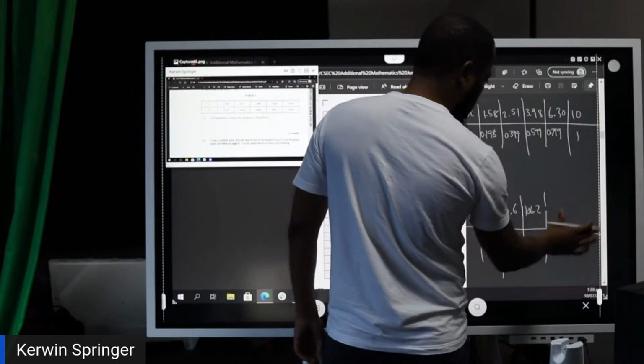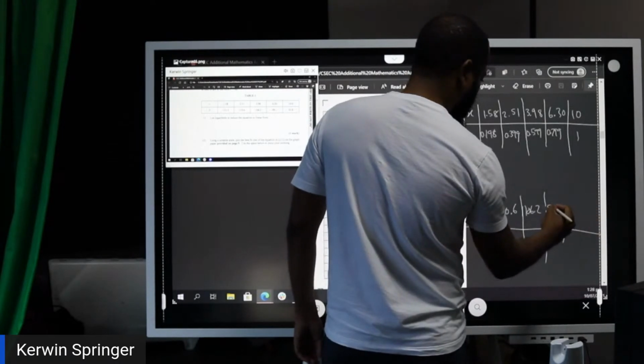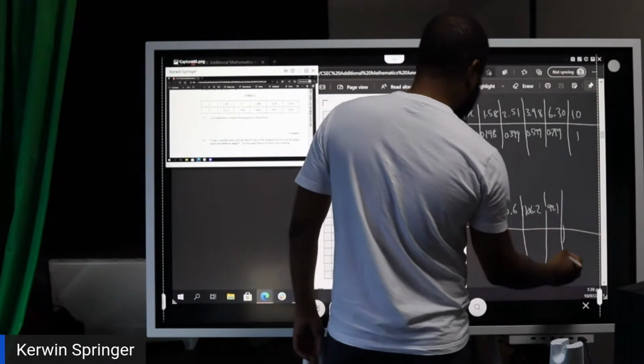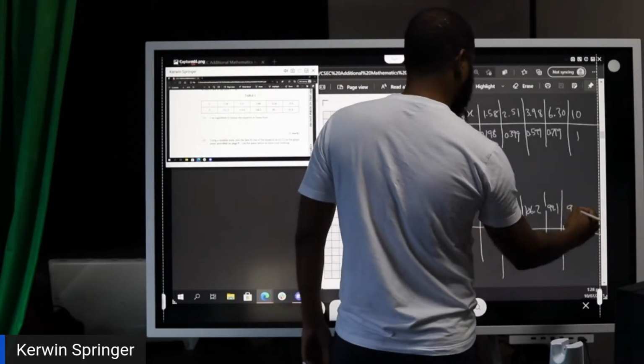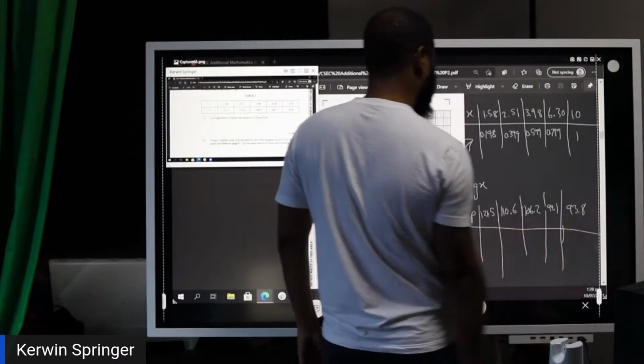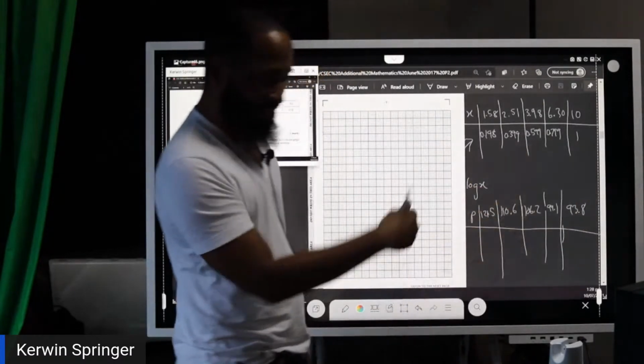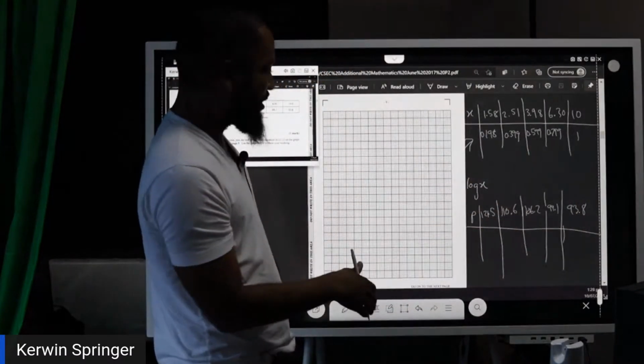Okay, struggling. 99.1 and 93.8. I get a kind of parallax error when I write in this, so I'm kind of messing it up.